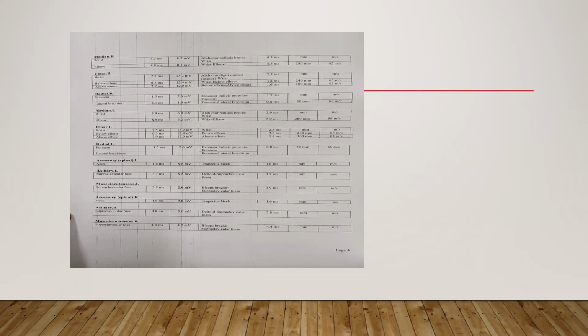Axillary nerve on left side is normal amplitude and latency. Musculocutaneous nerve is involved on the left side. Amplitude is 2, a 50% drop than the other side. Correct. Right side is 4.2. So musculocutaneous is definitely affected. Correct, no? Yes, ma'am.